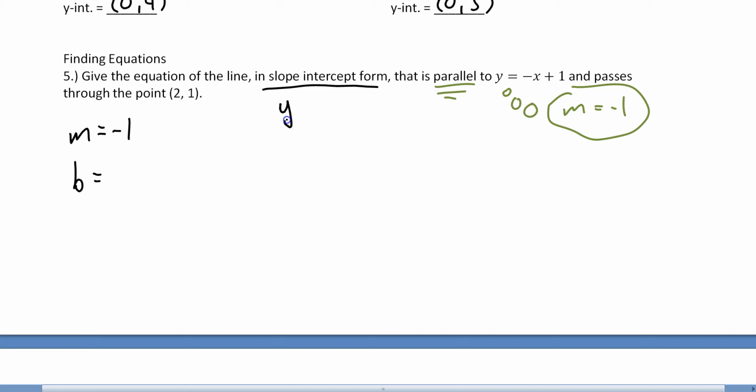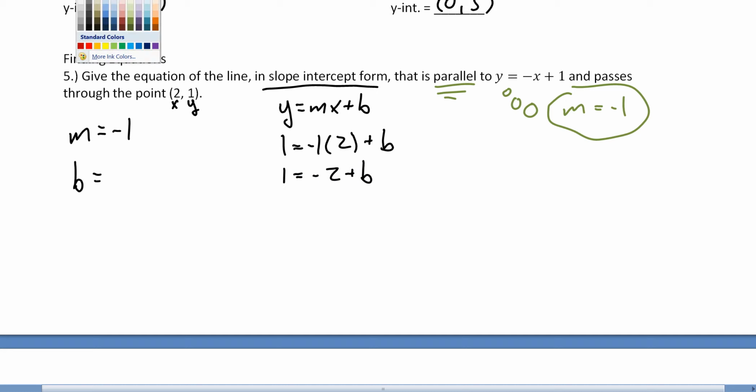Alright? So once I identify the slope, I follow this process. I start with y equals mx plus b, because that's the format that I want, and I'm going to solve this for b, so I just start plugging in what I know. I know the slope is a negative 1. I have an x and a y value, and I want to solve for b. Here's my x and my y over here. So I plug the 2 in for x, I plug the 1 in for y, and now I'm going to solve for b. So here that gives me a negative 2 plus b. I'm going to add the 2 to each side in order to solve this thing. So I find out that b equals 3.